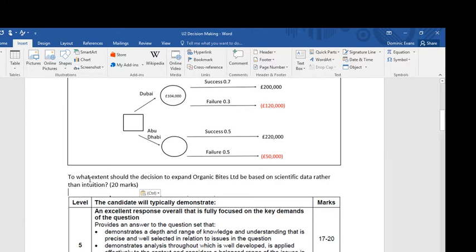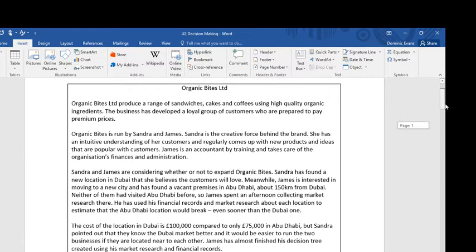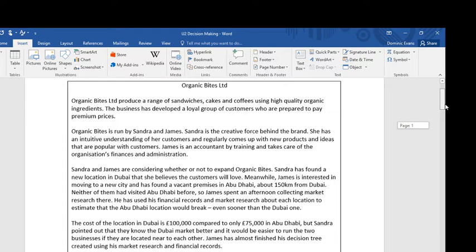read the case study. So this question is, to what extent should the decision to expand Organic Bites Limited be based on scientific data rather than intuition? So I'm looking for information about the benefits of using scientific data for this business and the benefits of using intuitive decision making, which I should have revised and know, the theory about that from Unit 2. So here's the case study.